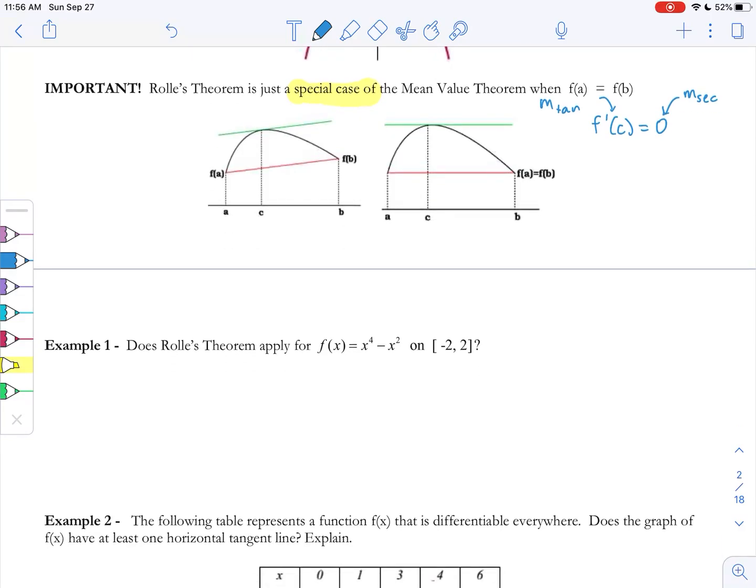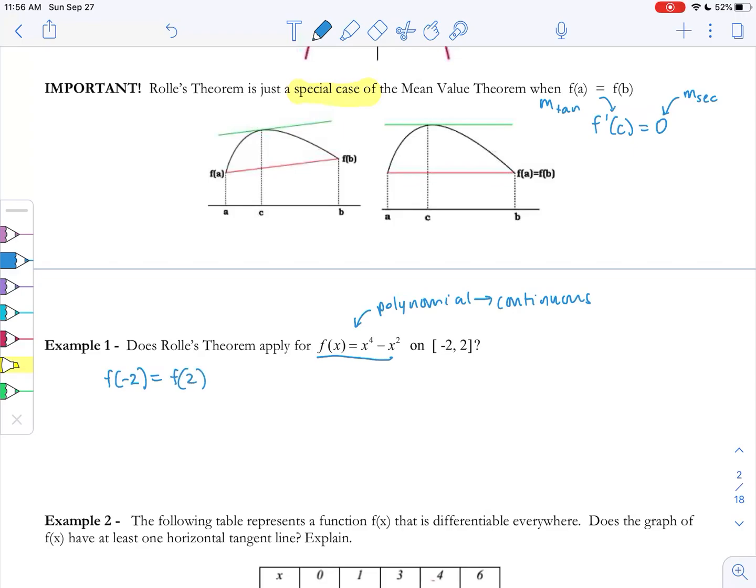So does Rolle's theorem apply for f of x equals x to the fourth minus x squared on the closed interval between -2 and 2? So first, with both the MVT and Rolle's theorem, we want to make sure, is that function continuous? And every polynomial function is continuous. So we know that the mean value theorem applies. For Rolle's theorem to also apply, it must be differentiable, and all polynomial functions are differentiable by the power rule. The next thing is, for Rolle's theorem to apply, we need to make sure that f of -2 must be equal to f of 2.